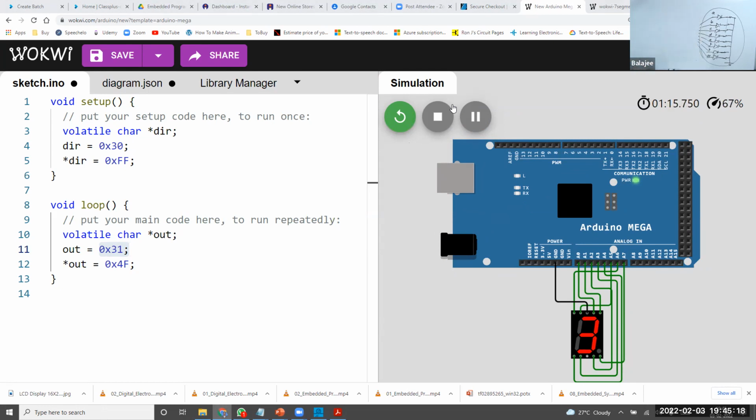First thing is LED, 7 segment, switch, keypad, dot matrix. We're going to do all of them. Please understand, we're going to do all of them. Okay.